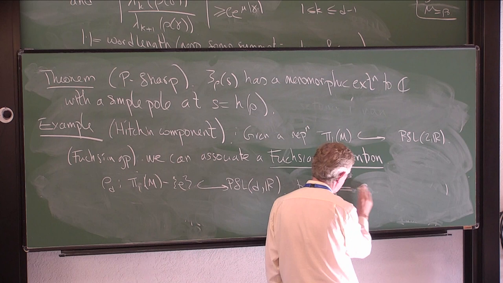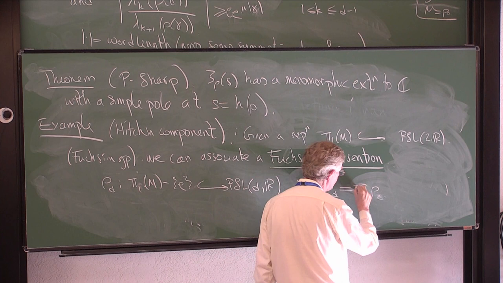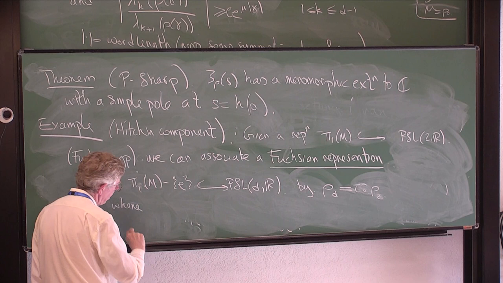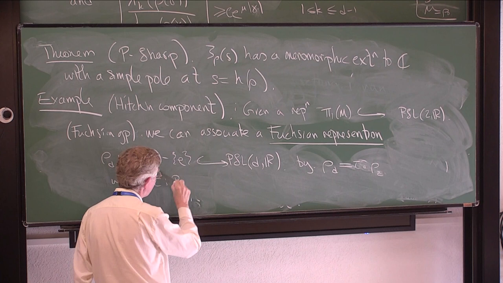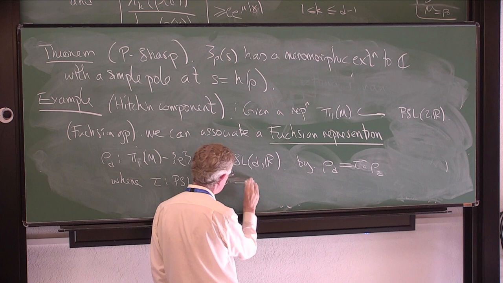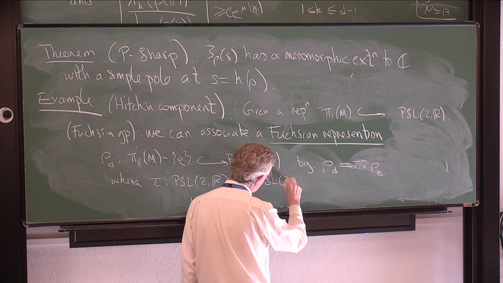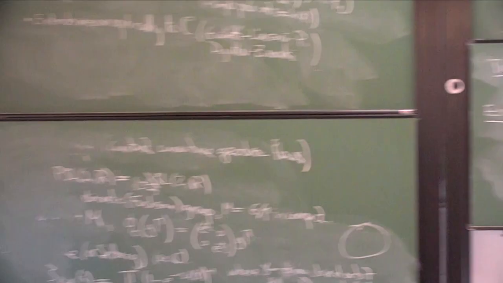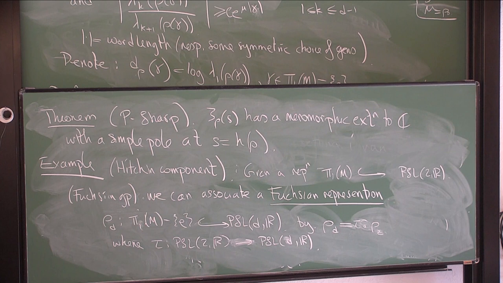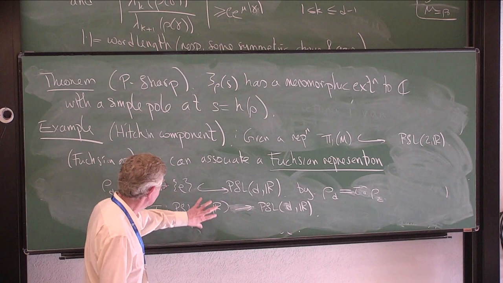composed with a map I'll call tau for no particular reason, and here tau is just going to be some standard embedding of PSL2R into PSL_d R. So you just compose one of the guys we've already looked at in the context of geodesic flows, the representation of the fundamental group of the Fuchsian group, and then we compose it with some way to get from this group to that group, and it will give us a representation into PSL_d R.